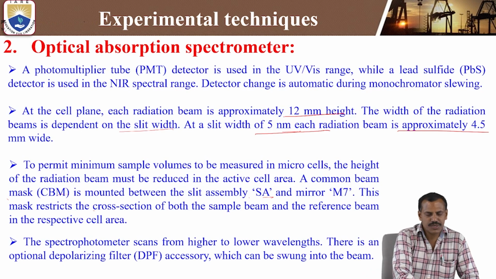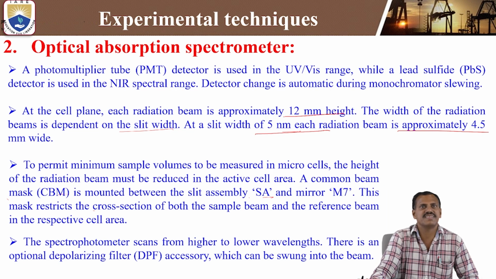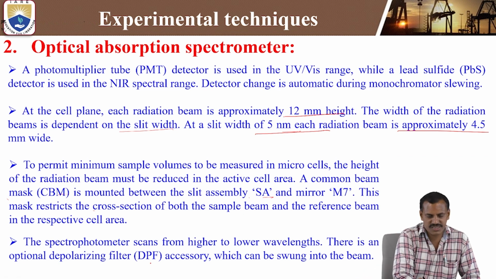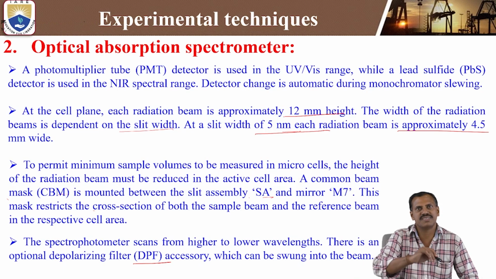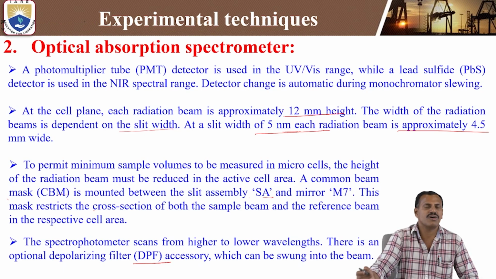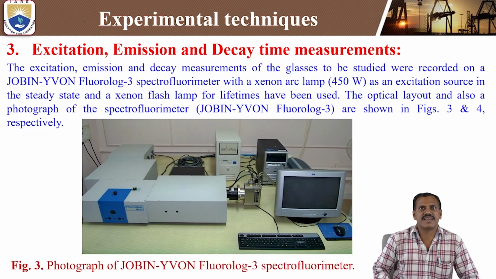The spectrophotometer scans from higher to lower wavelength. There is an optional depolarization filter, DPF, an accessory that can be swung into the beam. We can measure from higher wavelength to lower wavelength, or lower to higher. Normally we use lower wavelength to higher wavelength. We can scan the optical absorption spectrum using the UV-visible NIR spectrometer.